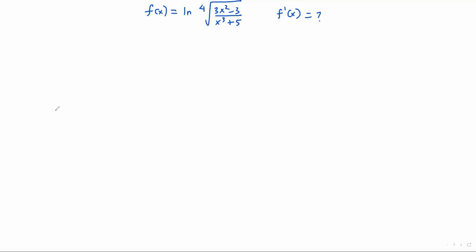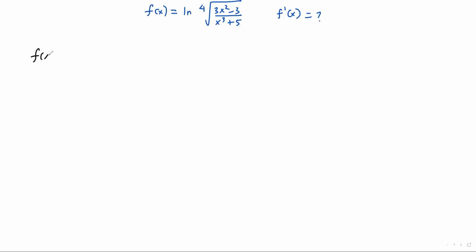Okay, before I proceed with the derivative, I have to use the properties of logarithm so that I'll be able to split this up into parts. When I split it into parts, the process of derivative will be easier. Let's use the properties of logarithm on the right side.